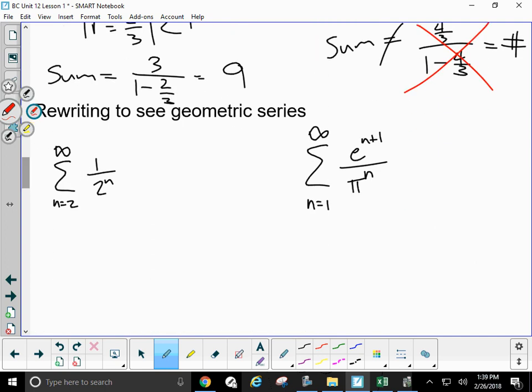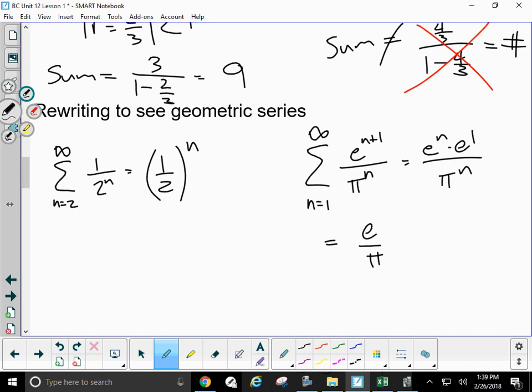Now, sometimes it's not obvious to see that it's a geometric series. Sometimes we'll have to rewrite things. I can write that as 1/2 to the n. I could rewrite this as e to the n times e to the first over pi to the n. Well, that can be written as e over pi to the n times e. Now, all of a sudden, I can see we have a geometric series. This r is less than 1, so we converge.